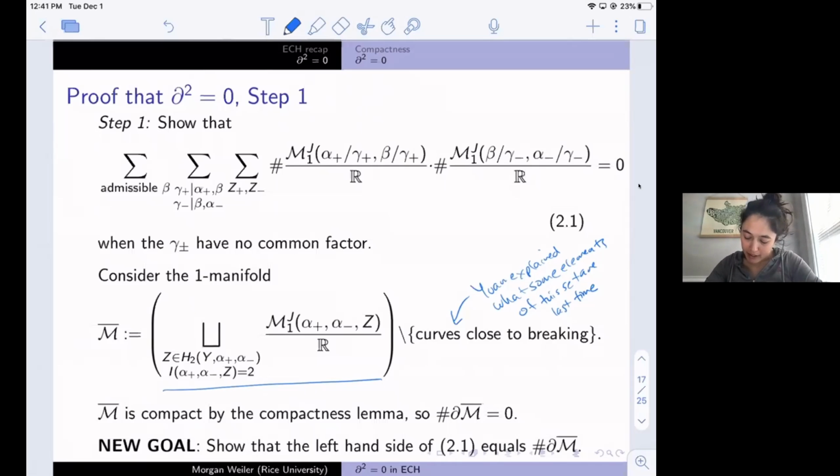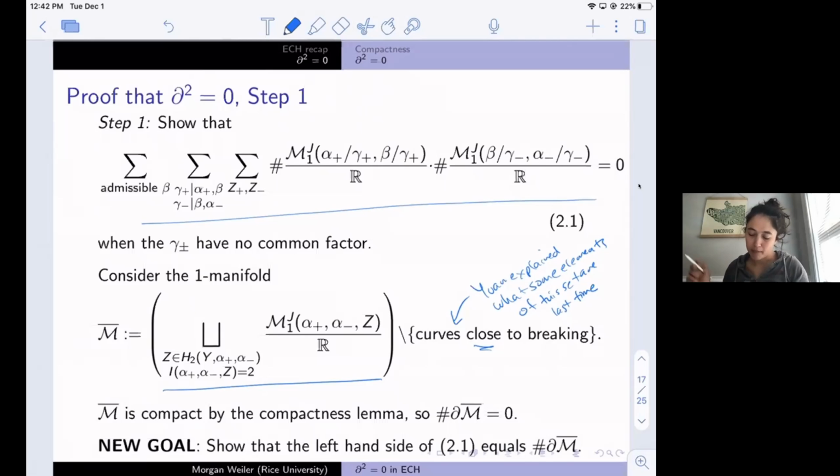So by the compactness lemma, this moduli space is compact, and its boundary, oh, and I guess, okay, so the final thing to say is that we can sort of substitute this, we can take out the curves close to breaking because we're allowed to make them as close as we want to breaking. At least that's my sense, that if I can use this moduli space, I can make them as close as I want to breaking, so I can sort of scoop up everything in here using this moduli space if I need to.